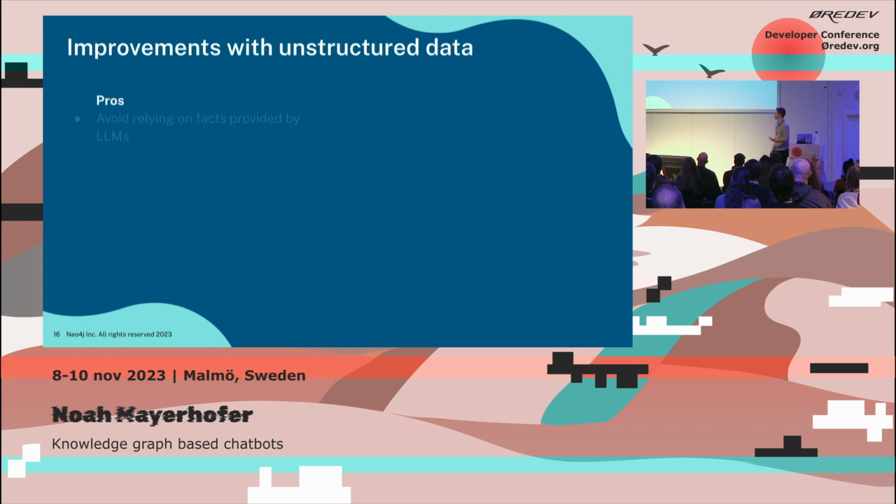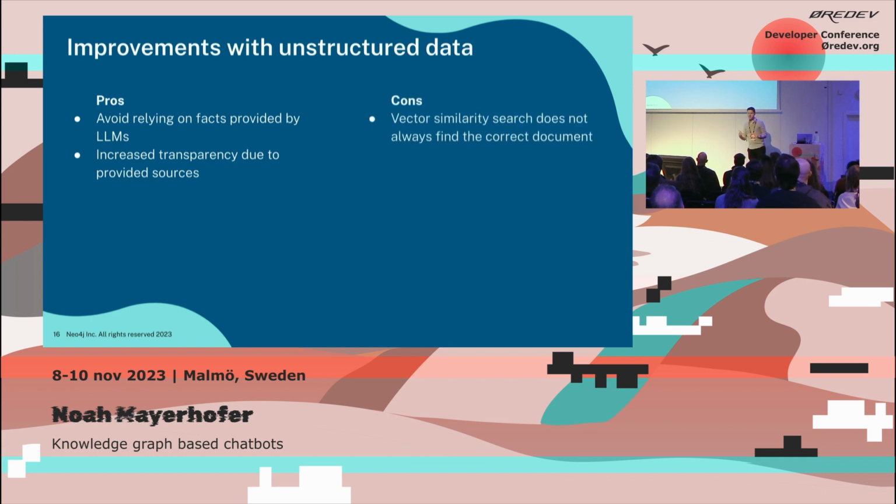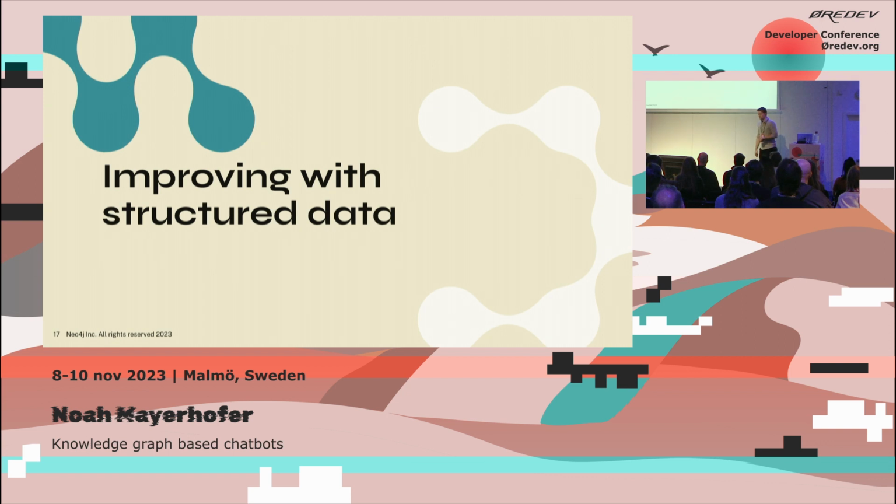And we get some improvements by this. We avoid relying on the facts provided by the LLM. We increase transparency, since we know where the data comes from. But there's some cons. So vector similarity search doesn't always find the correct documents, especially if you have many similar documents or the same duplicated document. It can find the same information again and again and give it to the LLM, and that's not really helpful. We want to find a few most similar and hope that the answer is in one of them.